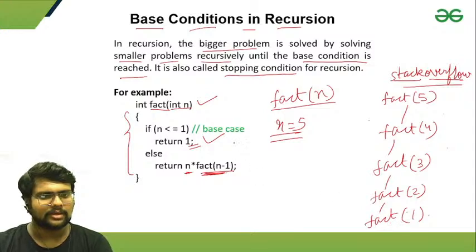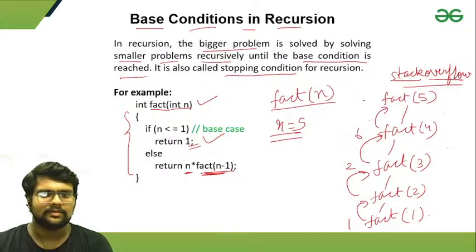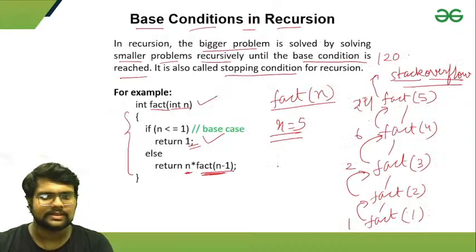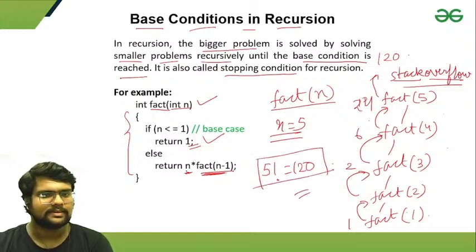When fact of 1 is called, it will return 1. And then this 1 will be multiplied, so it will return 1 to fact of 2. Now it will compute the result, so it will be 2 into 1. It will send the result 2 to fact of 3. Then 2 into 3 will happen and it will send 6 to fact of 4. Now 6 into 4 will happen and it will send 24 to fact of 5. And now 24 into 5 will happen and we will get our result, that is 120, because 5 factorial is 120. So this is about the base condition. When the base condition is reached, the recursion stops.